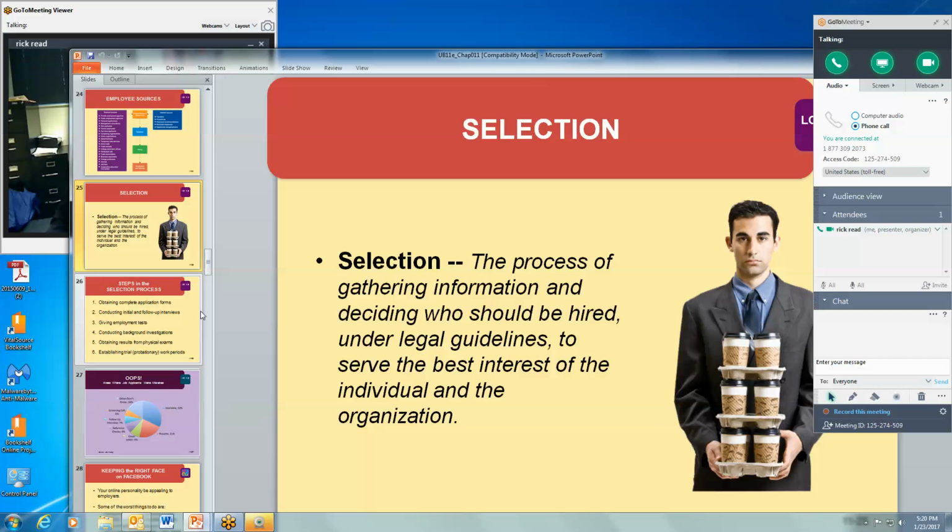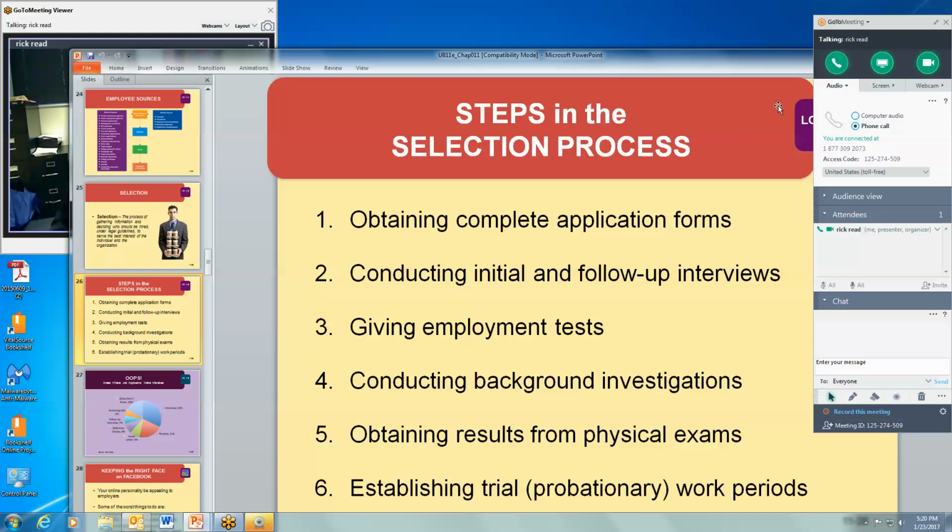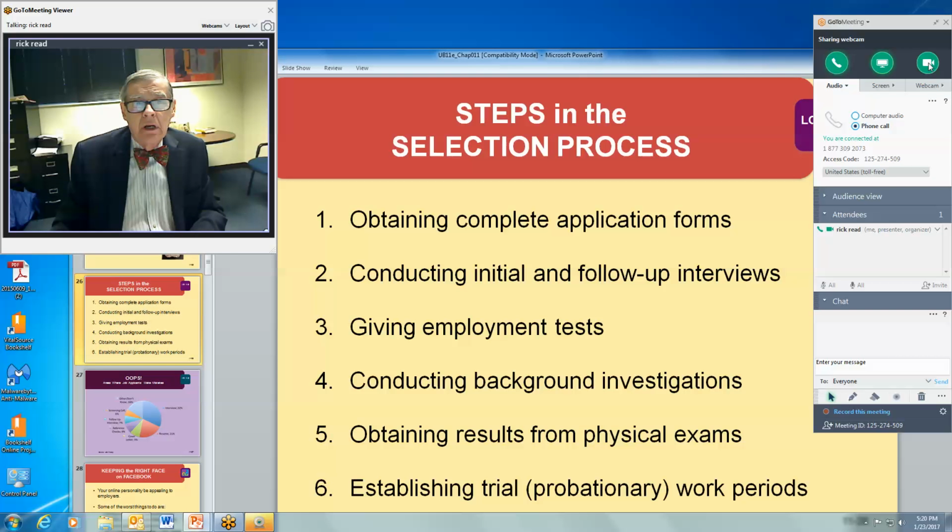And here's the selection process. We've already talked about it. We've got the applications, and we've done the interviews and follow-up interviews, tests that I've talked about. After we've completed those and we've put people through background checks, we may or may not, although most people do today, do physical examinations, because there's a real concern about people who have drug problems or alcohol problems, and then establishing some type of trial period.